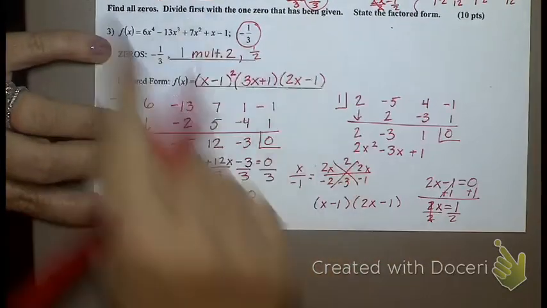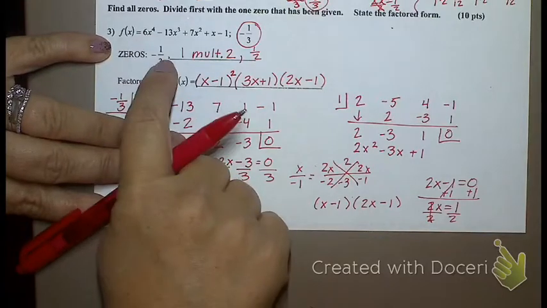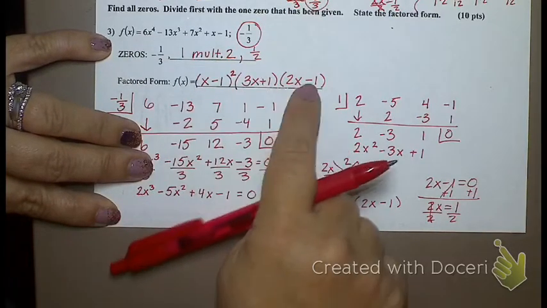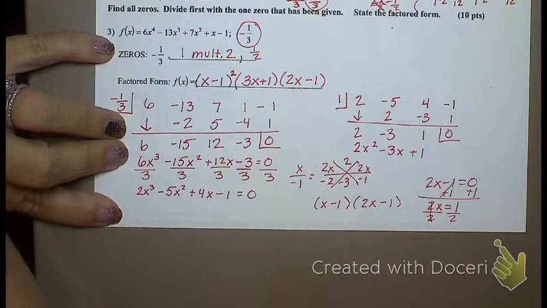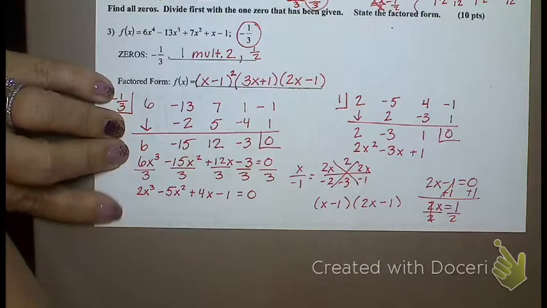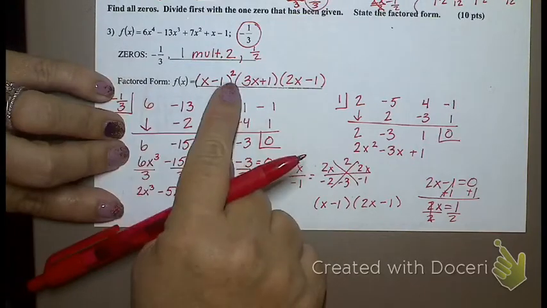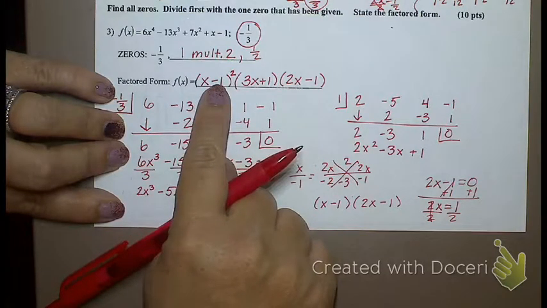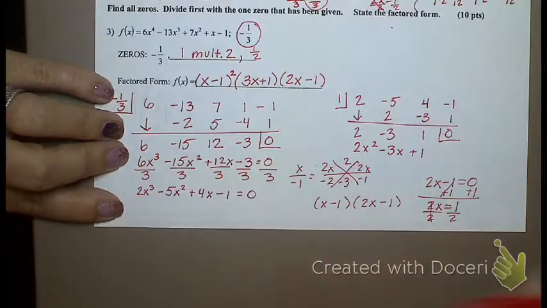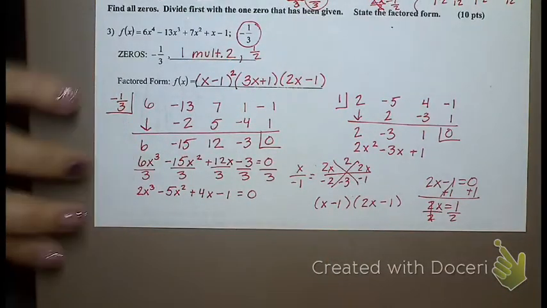So double check at the end. If it's a 4th degree, you should have 4 zeros. You should have a 4th degree here in factored form also. Okay? Those of you whose tests I graded, did I take off a point if you had x minus 1, x minus 1? Instead of x minus 1 squared? I did take off a point if you don't have it squared there. Okay? We want to see that that's a double root or a multiplicity of 2.